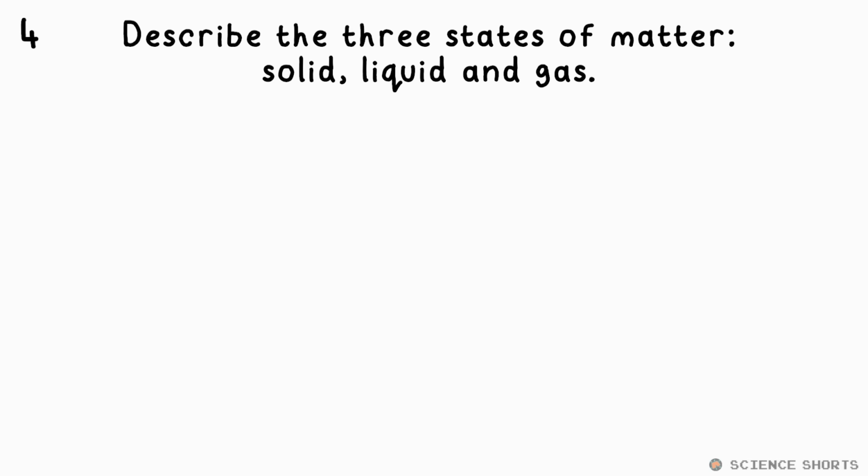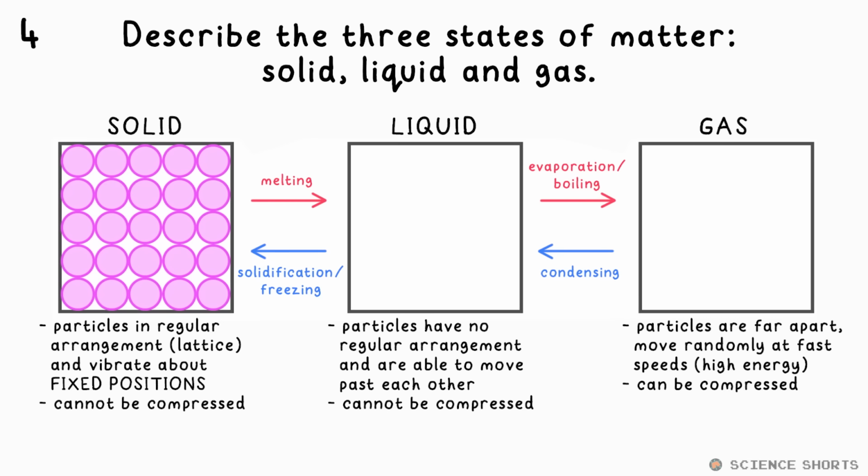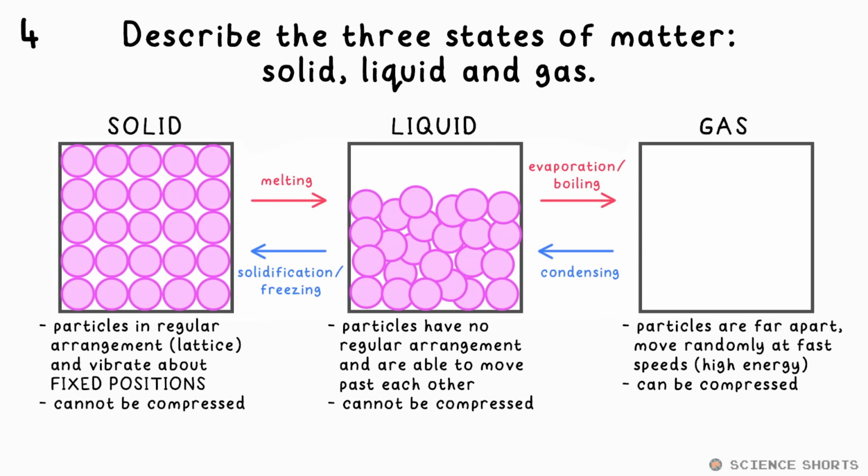Describe the states of matter, solid, liquid and gas. In a solid, the particles vibrate about fixed positions. They're very tightly packed and so they cannot be compressed. In a liquid, the particles are still touching, but they're free to move past each other. Also can't be compressed. In a gas, the particles move with fast speeds, with high kinetic energy, and they're far apart, which means that they can be compressed.